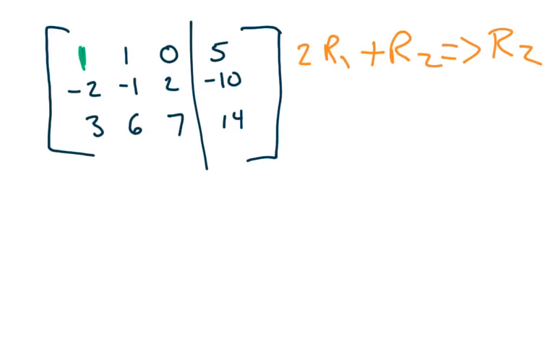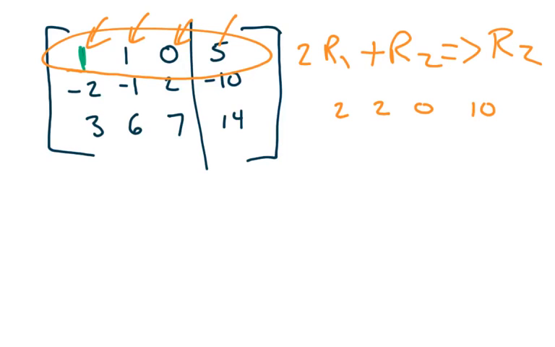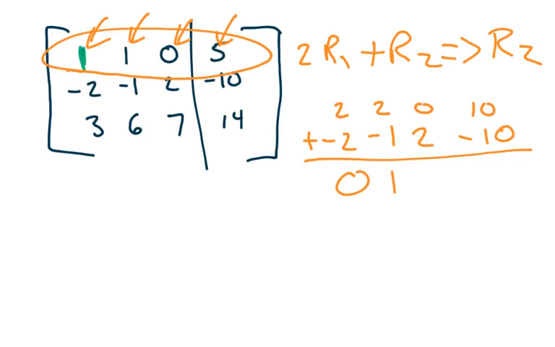So I'm going to take this first equation and multiply it by 2, so it's going to become 2, 2, 0, 10. That's simply this times 2, this times 2, this times 2, this times 2. And then I'm going to add the bottom row 2. When I do this, I end up getting 0, 1, 2, 0. This is my new row 2.